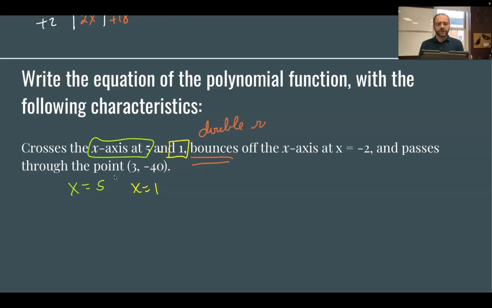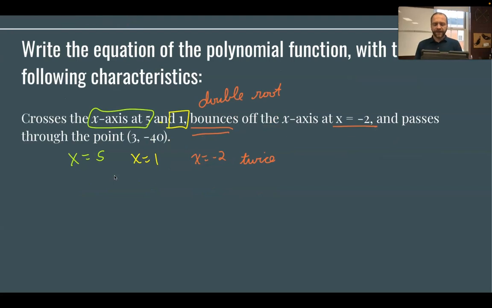Double root at x equals -2. What does that mean? I'm going to have x equals -2 twice. What does that mean as a factor if I have x equals -2 twice? Hold on a second. That means I have an x minus 5.